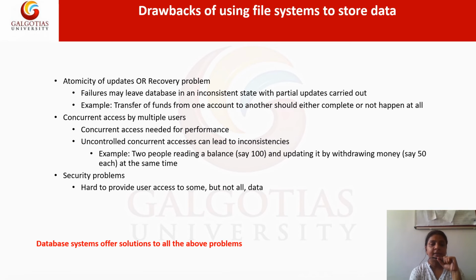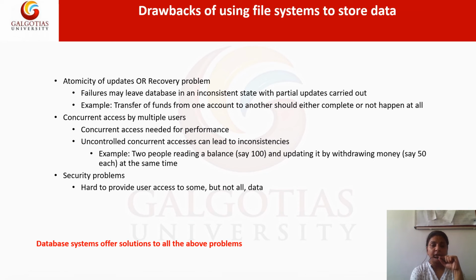Next is concurrent access by multiple users. In the case of a database, we can provide access to multiple users. Because data is centralized, we can give a check to them, and we can give some kind of authority to the users of the database. So there is proper security in that case. But if we use a file system, then we would not be able to give concurrent access to multiple users.